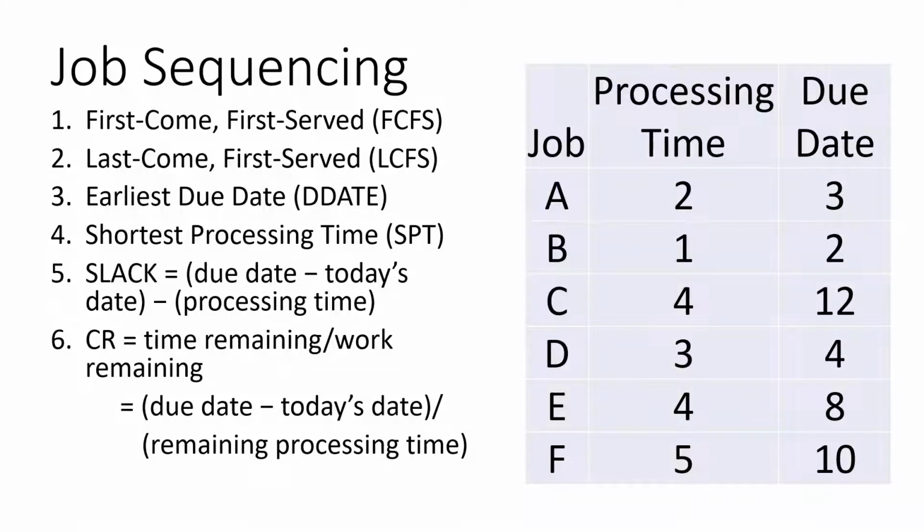Job sequencing analysis using Microsoft Excel. For example, you have, say, 6 jobs, A, B, C, D, E, and F. They're going to be processed by a particular operator or by a machine. They all arrived and they have processing time, and their due date is given right here. So there are a few ways you can arrange them.